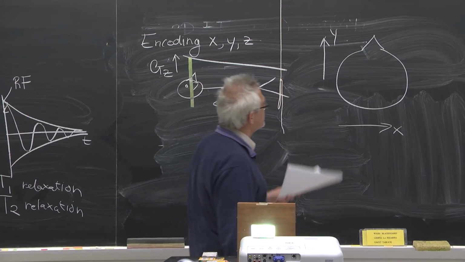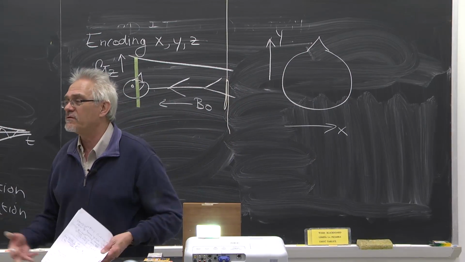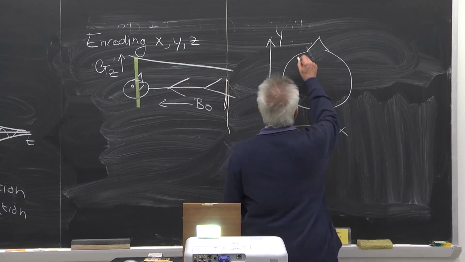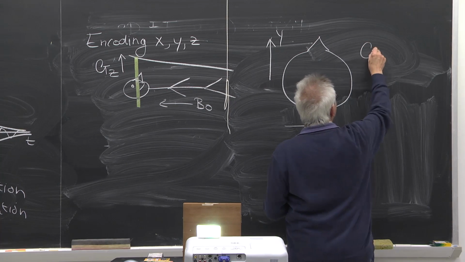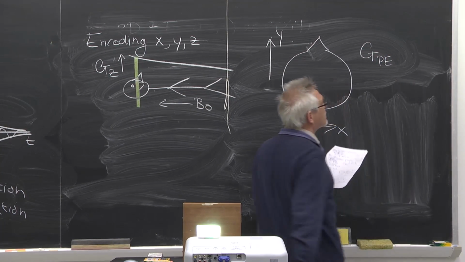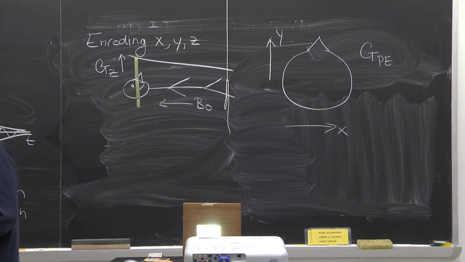First of all, what we do, and for instance, let's do that in the Y direction, although I could also turn that around. But let's do that in the Y direction. I turn on a magnetic field that I call the GPE. And I turn that on very briefly.